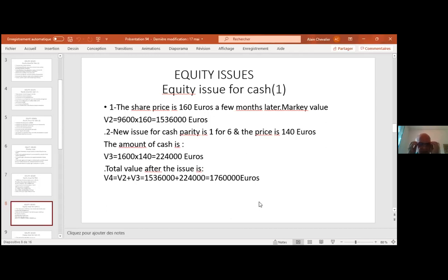When you go through the calculation, you understand that the increase in the book value and the market value, as calculated here, are the same. They are equal to the total level of cash raised, 224,000. But you also understand that, according to what we said on the preceding slides, a few elements are not taken into account in the calculation of market value.